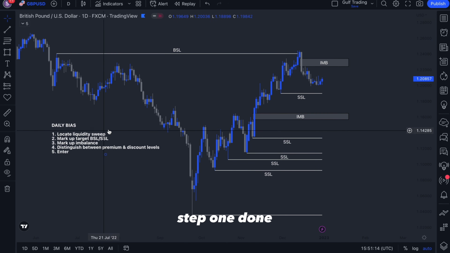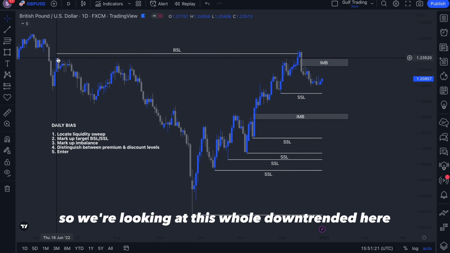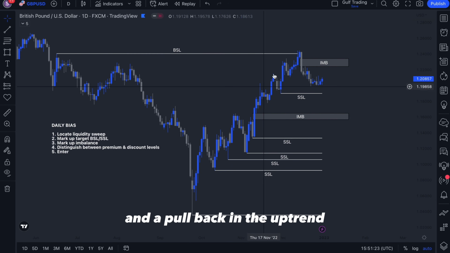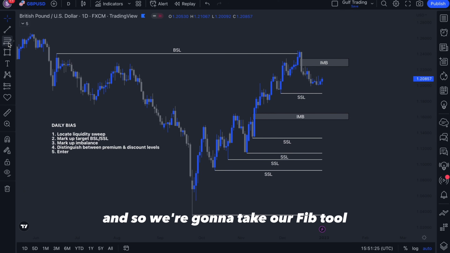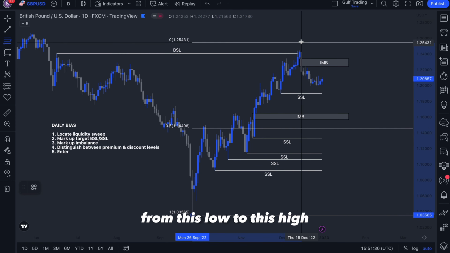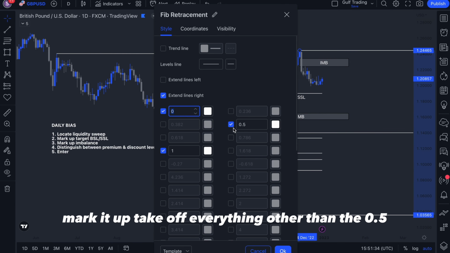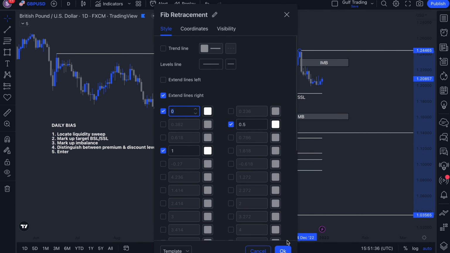So as you can see, step 1 done, step 2 done, step 3 done. Now step 4 is going to be distinguishing between premium and discount levels. So we're looking at this whole downtrend here and then a pullback in the uptrend. We're going to take our fib tool, I'll show you the settings in a minute, from this low to this high, mark it up, and take off everything other than the 0.5, the 0 and the 1. You can take off the 1 and the 0 as well if you want, but it doesn't really matter. I'll leave them on for now.